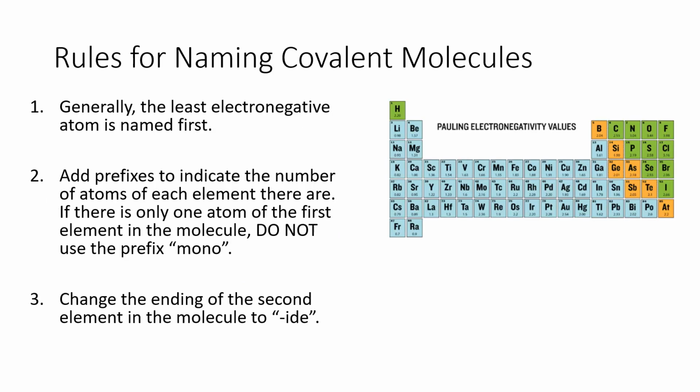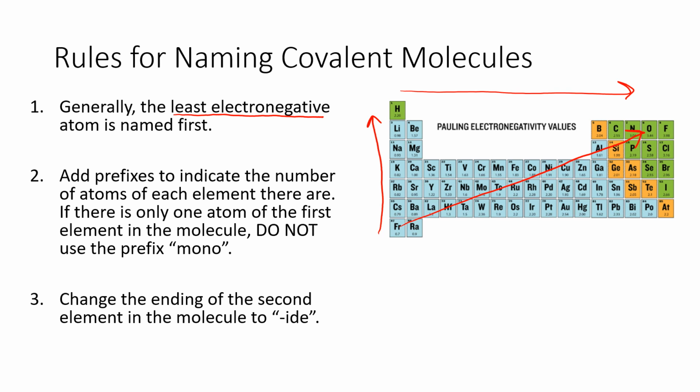So here are the general rules for naming covalent molecules. The first thing we're going to be looking at is the electronegativity of the atoms. And remember, when we talked about periodic trends, we know that electronegativity increases as you go up a group and increases as we go across the periodic table. So we end up having an overall trend that looks like this. And so when we're writing our covalent molecules, you usually start with the least electronegative atom.